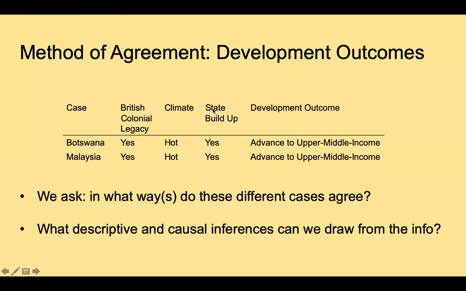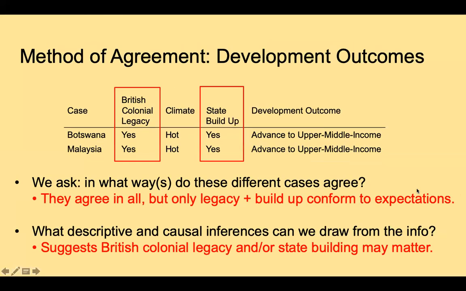And so let's do this then. First, we ask, in what ways do these different cases agree? As you point out, everyone, they agree in all ways. All three of the variables, British colonial legacy, climate, and state buildup, exhibit the same value for Botswana and Malaysia. Notice, yes, yes, hot, hot, yes, yes.